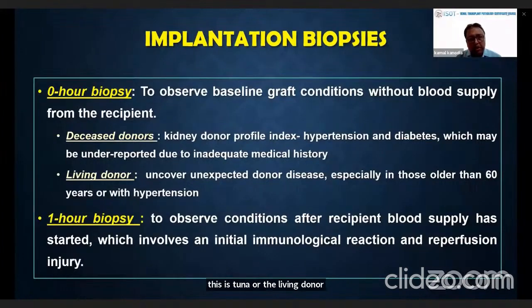If you see deceased donors, the kidney donor profile index, hypertension, and diabetes may be underreported due to inadequate medical history. So we should go for the baseline graft condition, and the biopsy should be taken. Even in the living donor, this uncovers unexpected donor disease, especially in those older than 60 years of age and with a history of hypertension. So basically, these are the marginal donors in which a history of hypertension is seen, and baseline biopsies are important to know the chronicity and changes in the kidney.